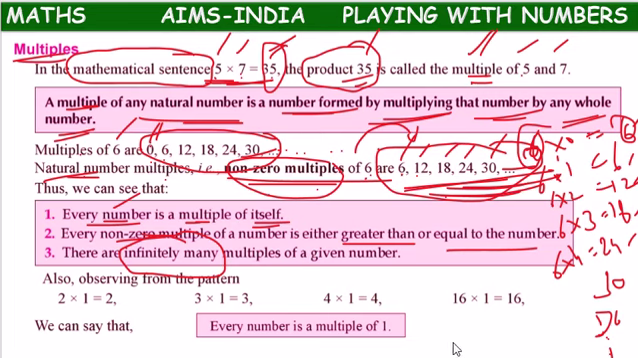Okay, next. Take 1: 1 one is 1, 1 two is 2, 1 three is 3. Like that, we can say every number is a multiple of 1. Any number we can write as a product of 1 and that number. Suppose you have 16, we can write 1 into 16. So 16 is a multiple of 1.